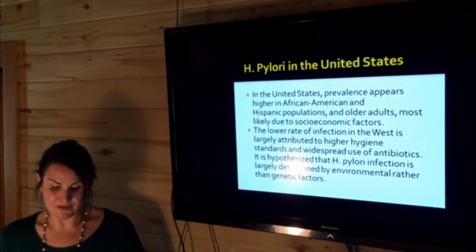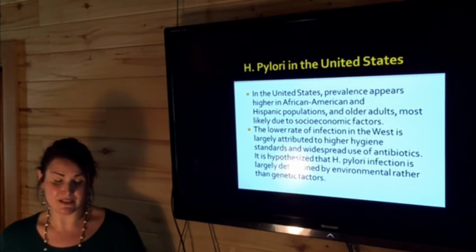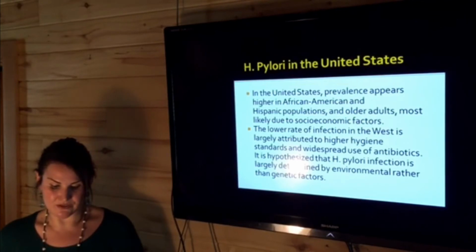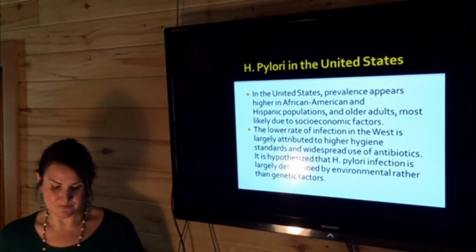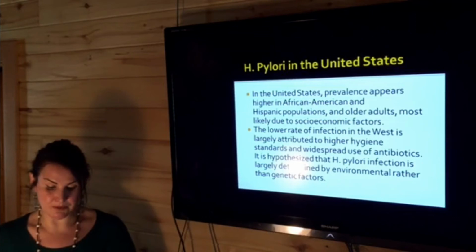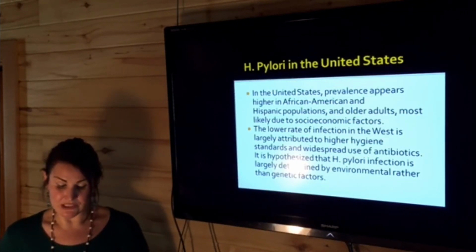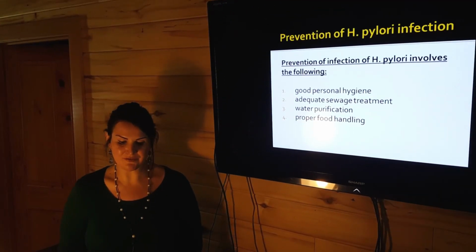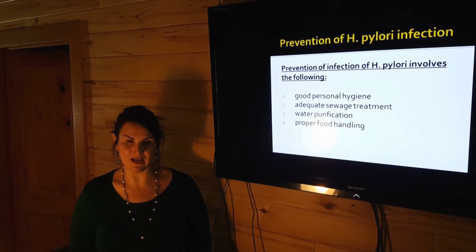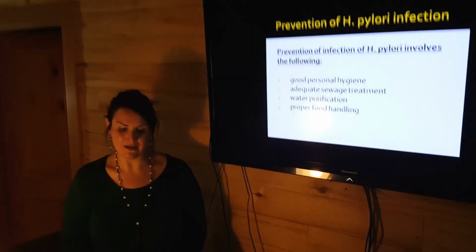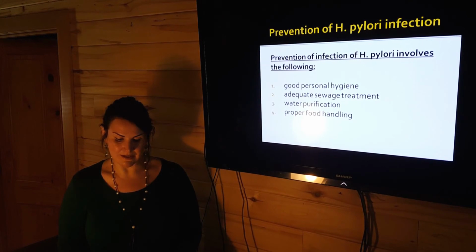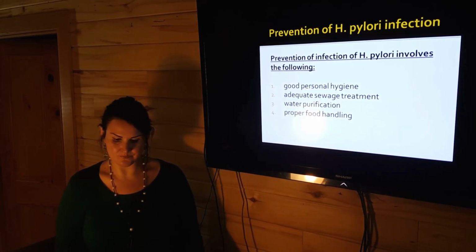The lower rate of infection in the West is largely attributed to higher hygiene standards and widespread use of antibiotics. It is hypothesized that H. pylori infection is largely determined by environmental rather than genetic factors. Prevention of infection of H. pylori involves the following: good personal hygiene, adequate sewage treatment, water purification, and proper food handling.